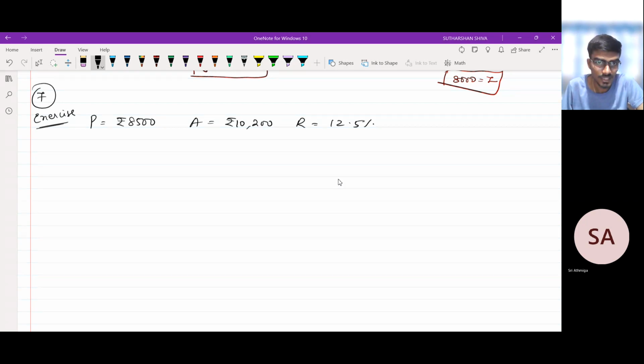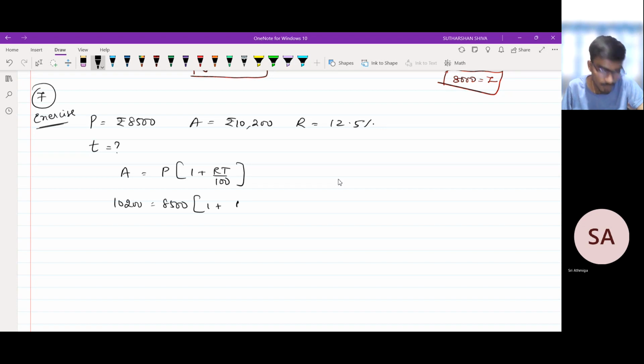R is equal to 12.5%. They are asking for time. T is equal to what? I know the formula: A is equal to P into 1 plus RT by 100. So I will substitute this. 10,200 is equal to 8,500 into 1 plus the rate of interest 12.5 into T, which I don't know, divided by 100. If I solve this, the zeros get cancelled.